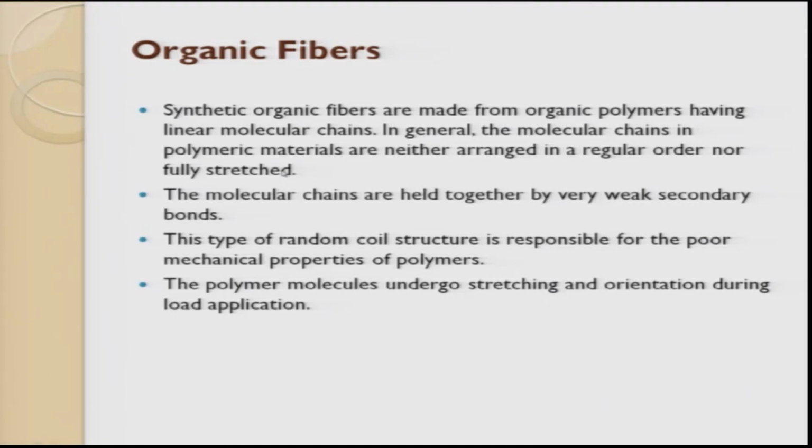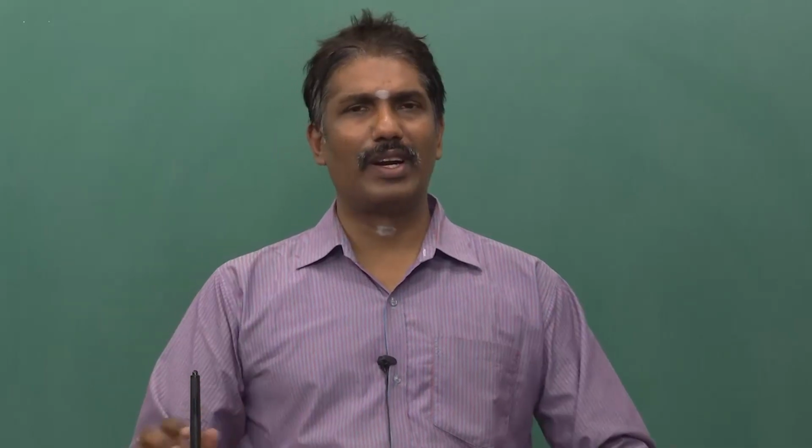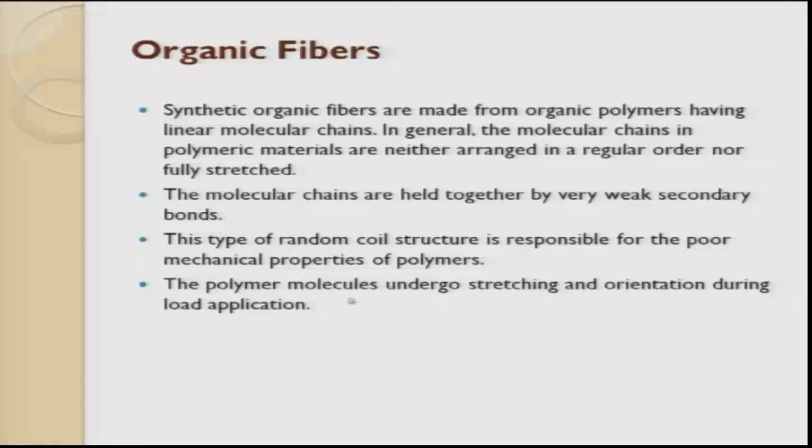So when you make it into a fiber form, all these chains move in one direction and give us the property. The molecular chains are held together by very weak secondary bonds. The random coil structure is responsible for poor mechanical properties. When you stretch it, they all align in one direction and give a very high strength. The polymer molecules undergo stretching and orientation during the load application. This is how you convert a normal polymer into a fiber, by applying load in the required direction. So the fiber gets its required mechanical properties.